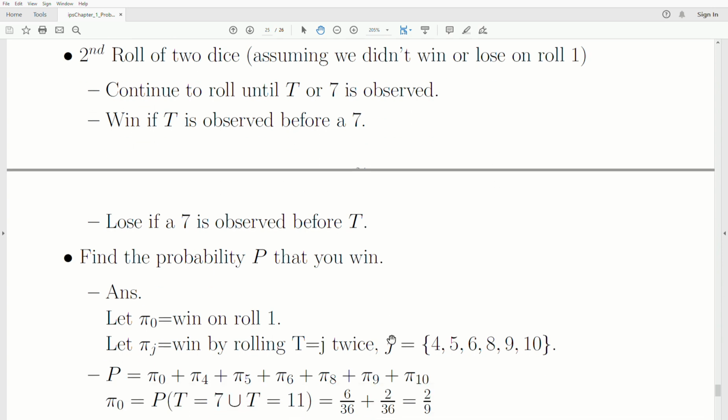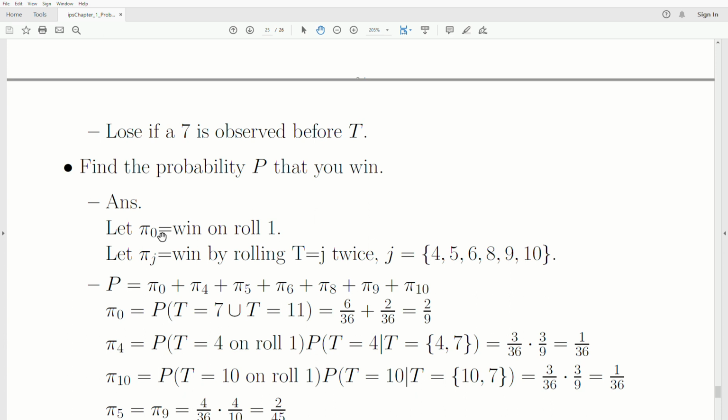And here's the answer. First of all, let's develop notation. So pi sub 0 means we win on roll 1. Then let pi sub j equal we win by rolling t twice. So for example, on roll 1 we roll a 4, and then we need to find the probability that we roll a 4 before a 7. That's what pi sub j is. And j can take on 4, 5, 6, 8, 9, and 10, because those are the numbers that you don't win or lose on roll 1.